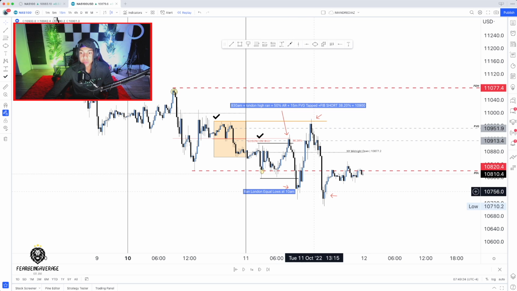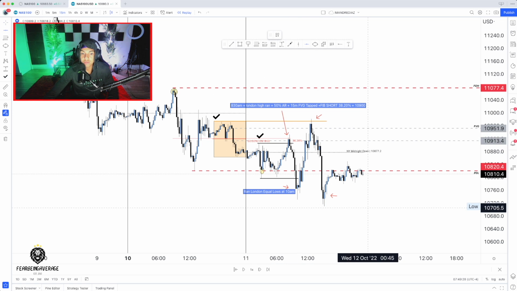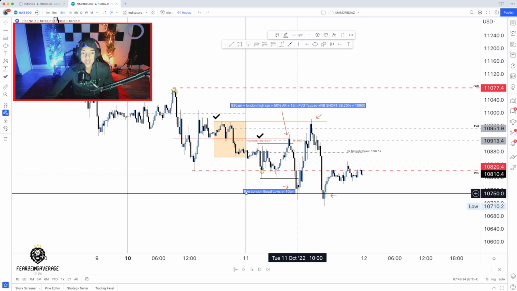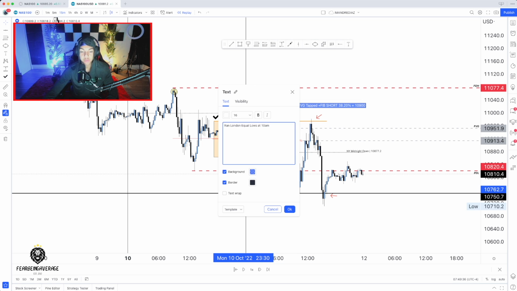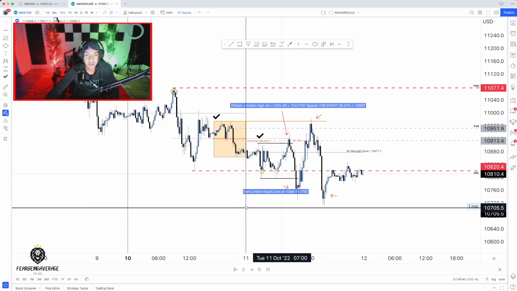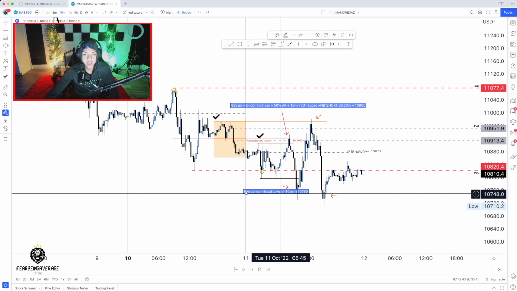And that's good to know, because also look at where we were in price. 750 mid-figure level. I'm also going to put that right there, because that's where price ended up reacting. 10,750. Boom. So we had this 10,750 reaction at 10 a.m. after clearing the previous day's lows and London session equal lows.